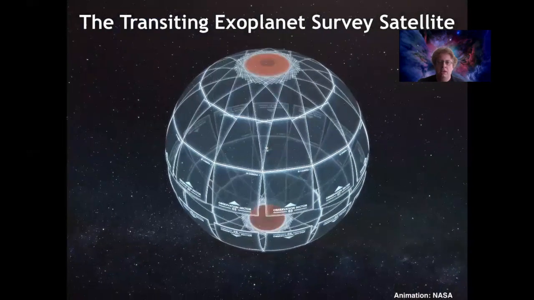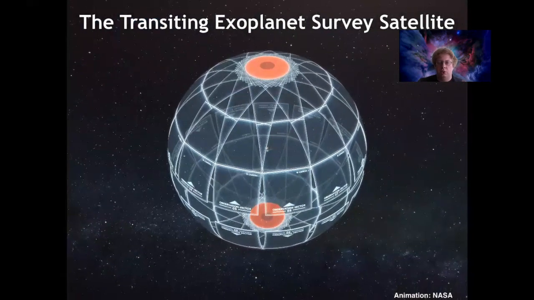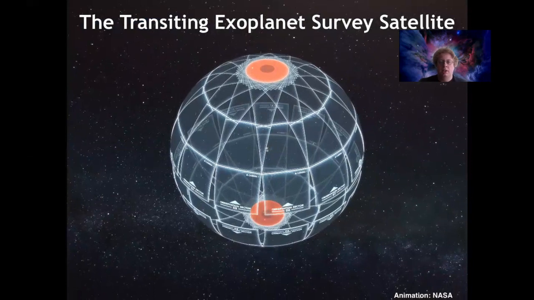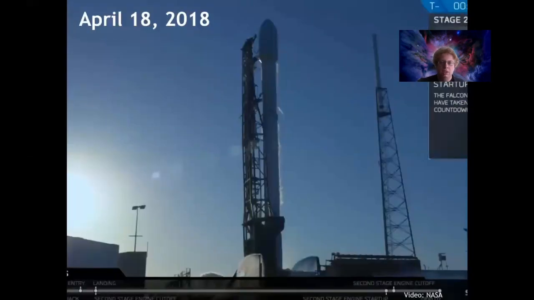It works in almost the same way as Kepler. It takes images over and over and over and measures the brightnesses of stars. But instead of just looking at one small part of the sky, over the course of a 2-year mission, it looked at almost the entire sky. And because of that, it was able to find planets around much brighter stars than Kepler could. TESS launched in April 2018 on a SpaceX Falcon 9 rocket.